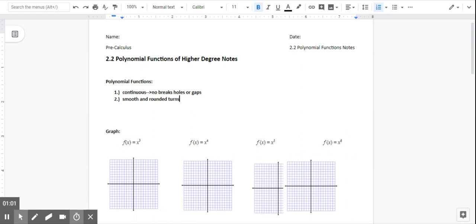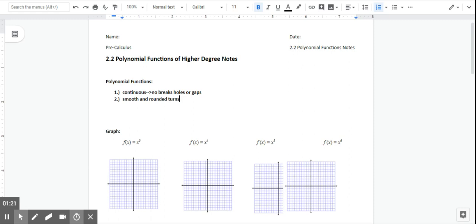So let's think of the absolute value function. It's shaped like a V. That would not be a smooth and rounded turn. It has a very sharp edge to it. And a polynomial function is going to have a nice smooth turn. Like if we think of the quadratic, that U shape, that would be a smooth or rounded turn.